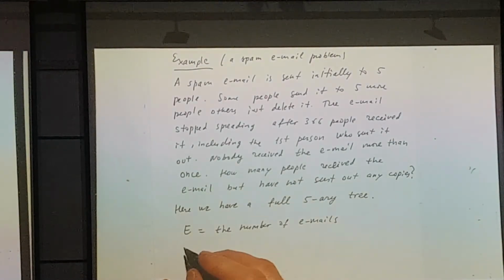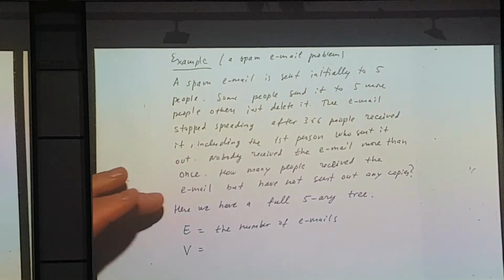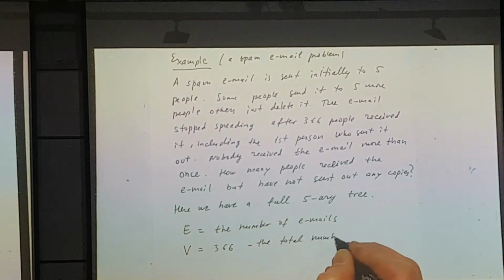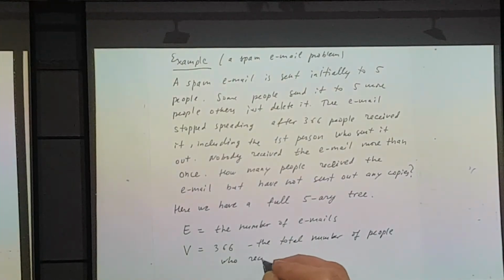And then we have vertices. That's the total number of people. We're told that we have 366 people, including the first one. So that's the total number of vertices in this five-ary tree. So V equals 366, the total number of people who received this email.